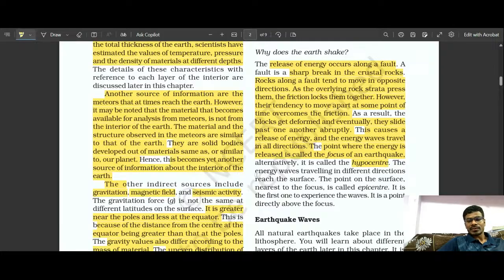The energy waves travel in different directions to reach the surface, and the point on the surface nearest to the focus is called the epicenter. So focus and hypocenter are the same, and the epicenter is the nearest place, perpendicular to the focus, which experiences the earthquake first. The epicenter is the first to experience the waves. It is a point directly above the focus.